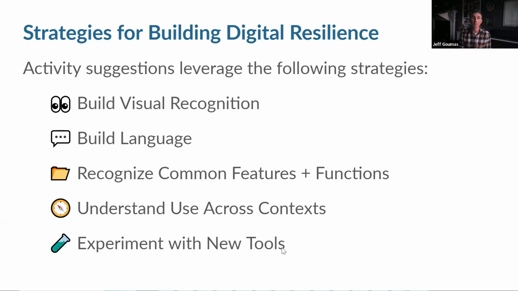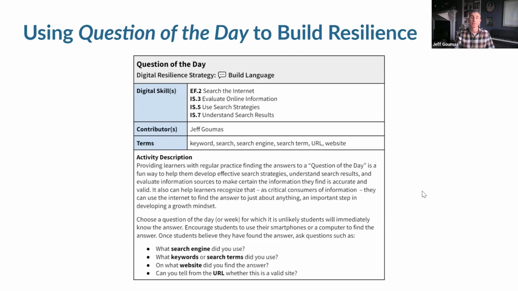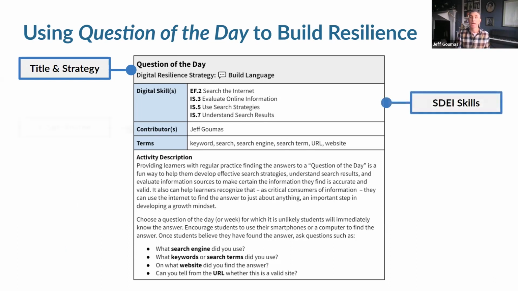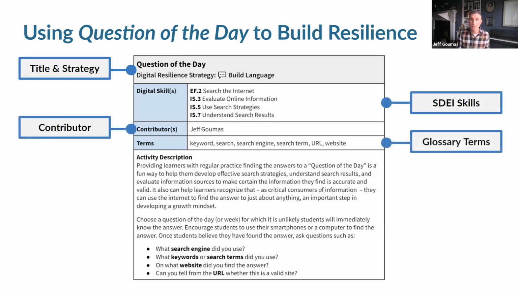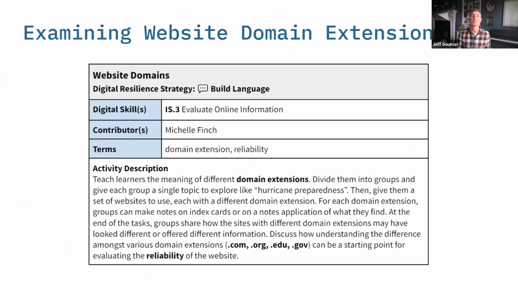If students know how to perform a certain task in one application, having them try a similar application and see if they can find where they perform those same tasks in a new application. Again, all of these helping build digital resilience. So looking back to my question of the day, here is one of the activities that's in the guide, and it is to build language, to understand those terms. And so there's a title, here are the skills, I am the contributor, here are the terms, so the slides that you could use to teach this activity, and then the activity description.